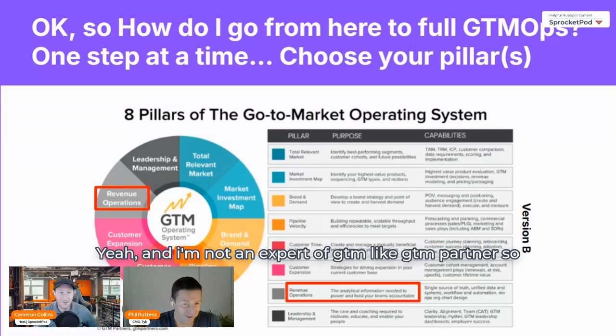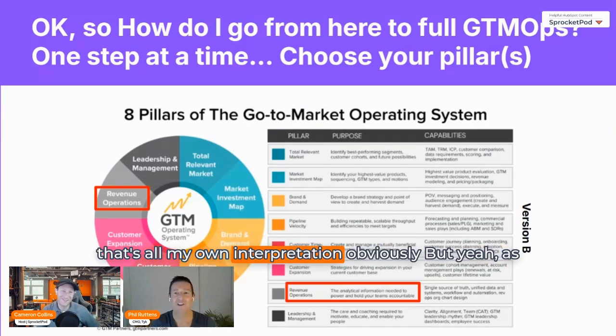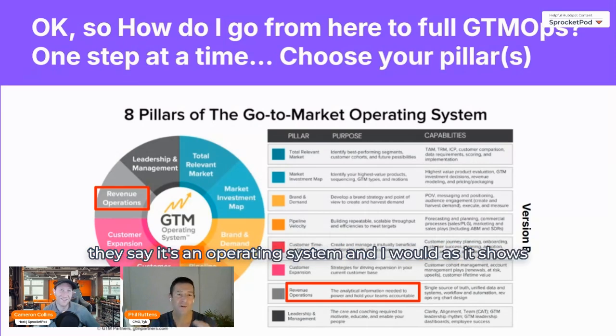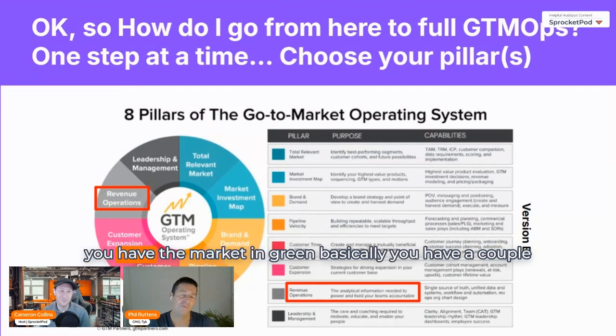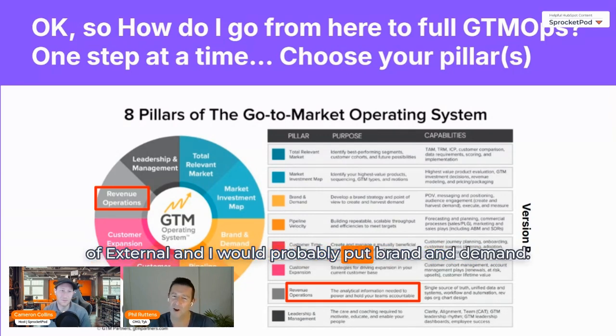Yeah, and I'm not an expert of GTM, like GTM Partners, so that's all my own interpretation, obviously. But yeah, as they say, it's an operating system, and as it shows, you have the market in green. Basically, you have a couple of external ones, and I would probably put brand and demand.